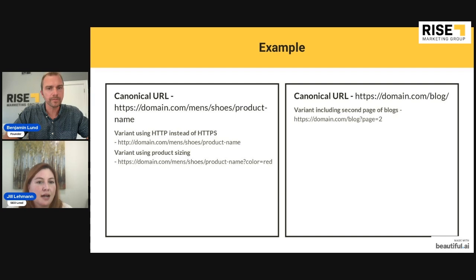And then on the other side, for blogs, there's never really a reason why users would want to navigate to the second page of a blog section. You would always want them to go to that first page so they can flip through the pages themselves. So that's when you would set the canonical URL to be that main page.